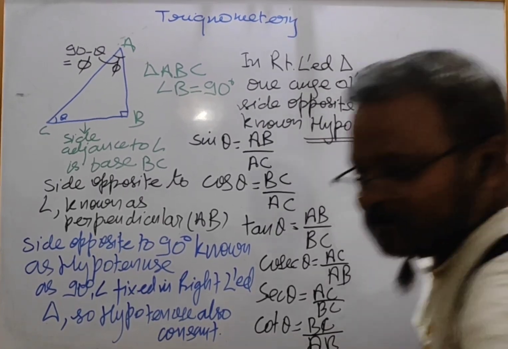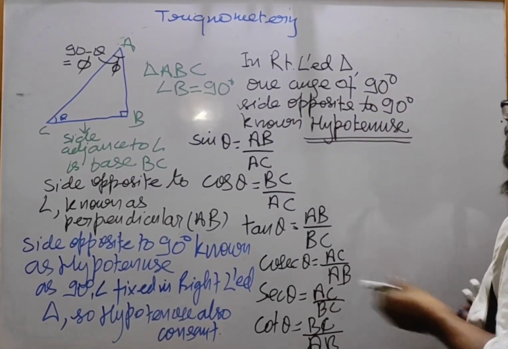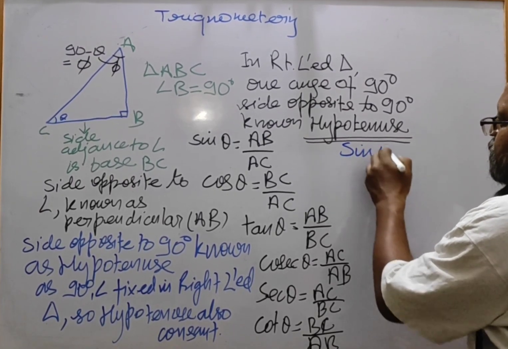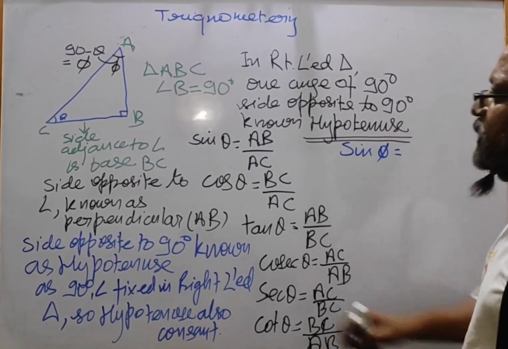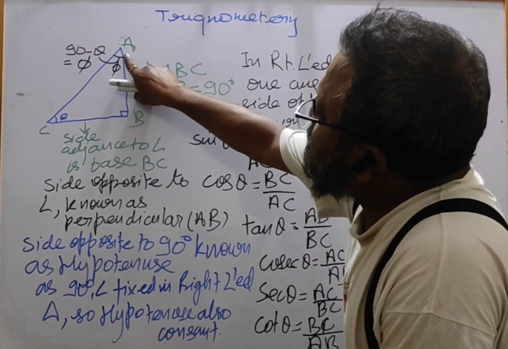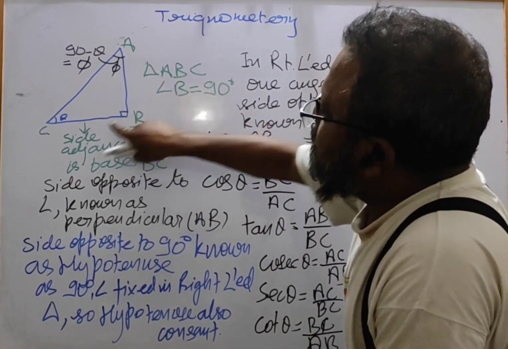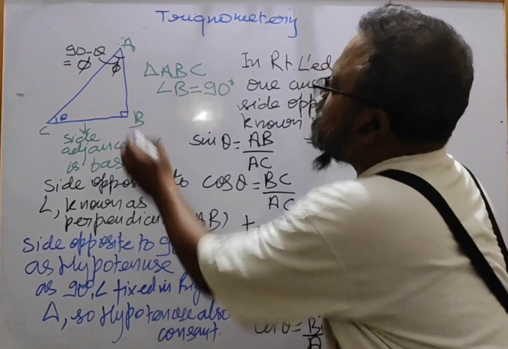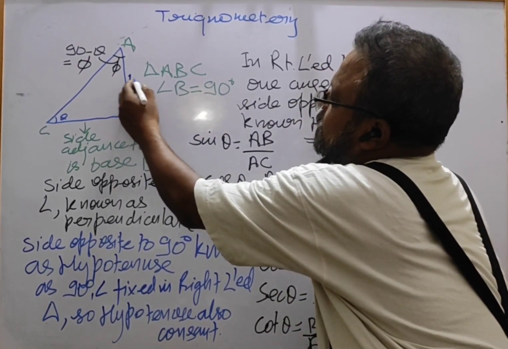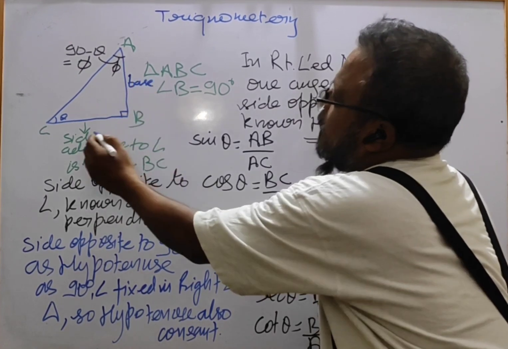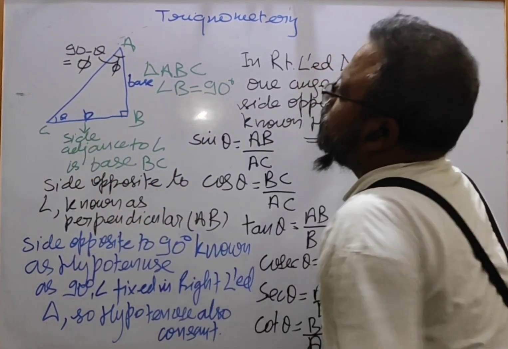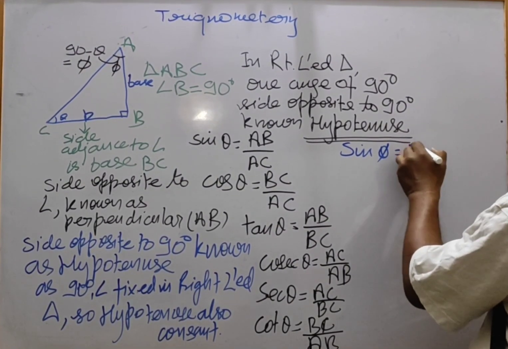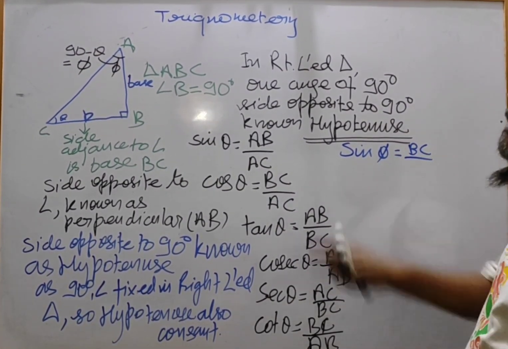Now, if I take sine phi, so it becomes sine phi for this. Now this is base, this is perpendicular. For this angle, this is base, and this is perpendicular. So for sine phi, BC upon AC.